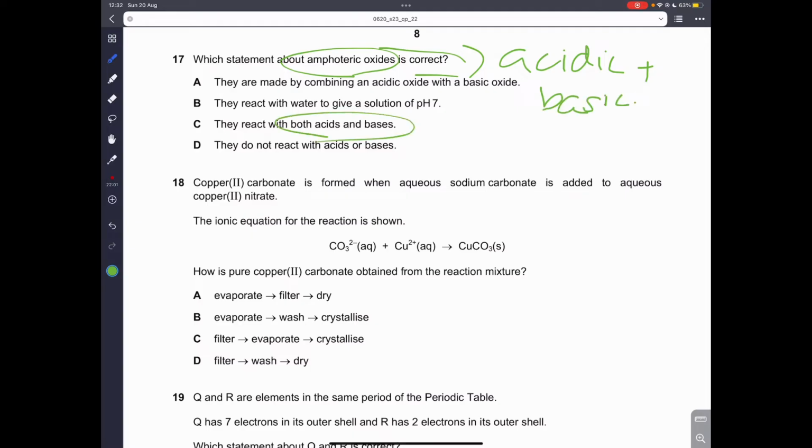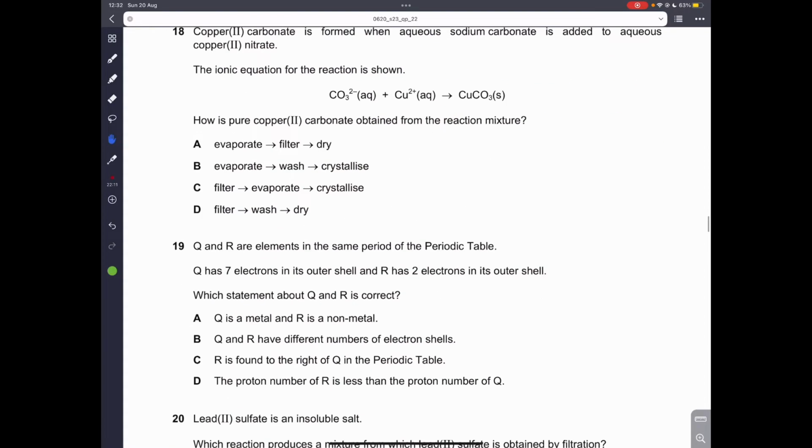So they react with both acids and bases. An example, if you just gave them aluminum oxide, you can also give them zinc oxide. And these are some of the examples of amphoteric oxides.